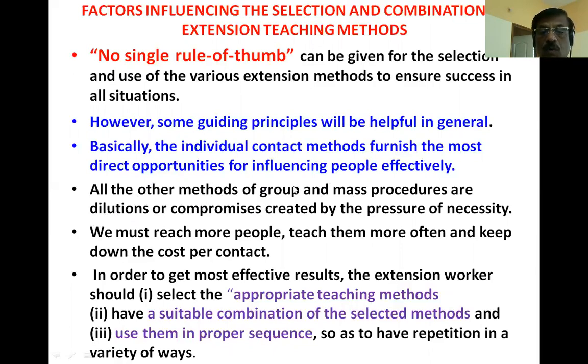All other methods of group contact and mass procedures are dilutions or compromises created by the pressure of necessity, pressure of time, pressure of finance. So we must reach more people, teach them more often, and keep down the cost per contact. We must reach a large number of people, and at the same time we must reduce the cost of extension work.